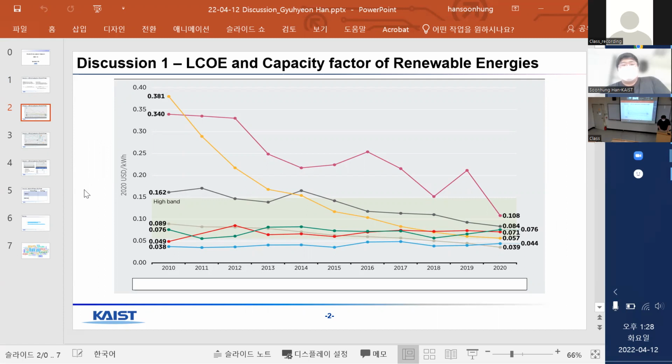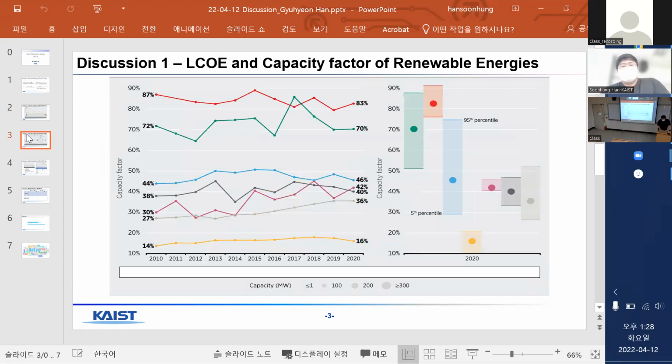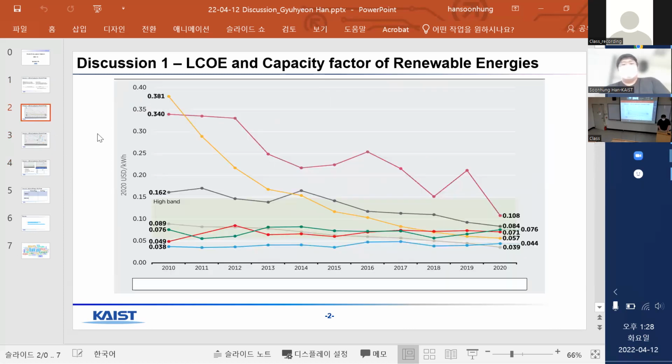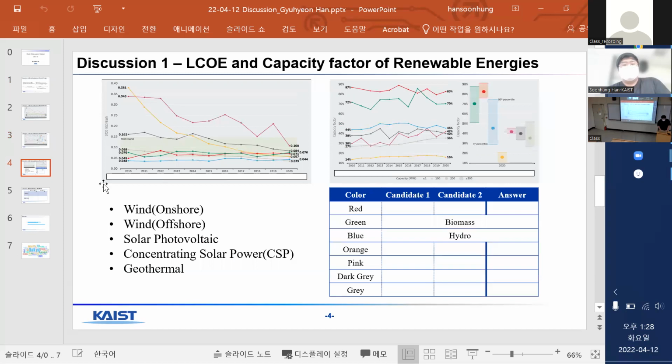This is the LCOE graph for some renewable energies. And this is the capacity factor of each renewable energy. So the first one is a simple quiz. What do you think the colors mean? Each color expresses a renewable energy. The candidates are like this, and I just excluded biomass and hydro because in this class we didn't talk about them much. So I want to ask for your ideas.